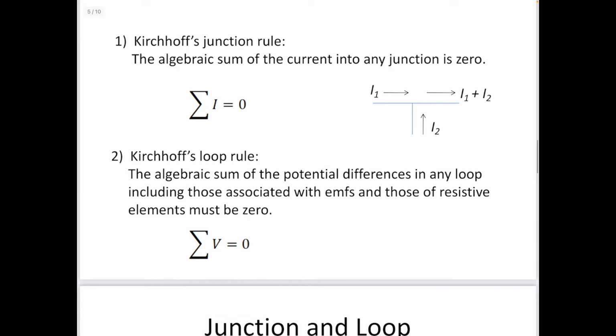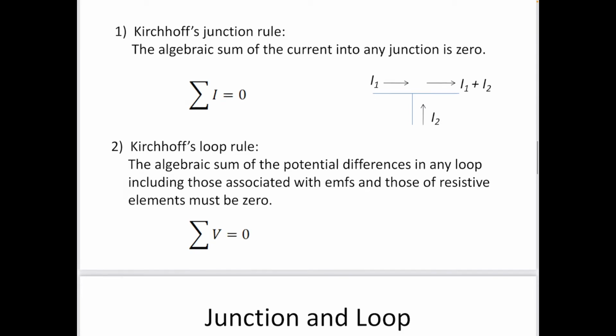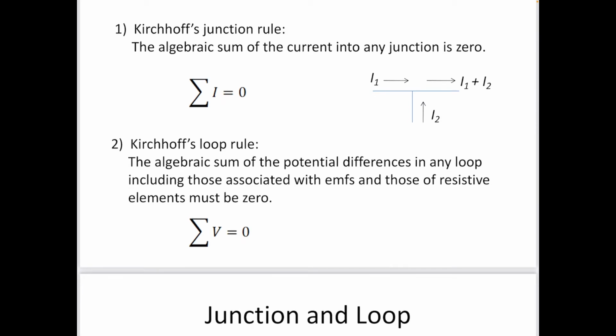And the second rule is Kirchhoff's loop rule. The algebraic sum of the potential differences in any loop, including those associated with EMFs and those of resistive elements, must be zero. So sum of the voltage changes has to be zero.